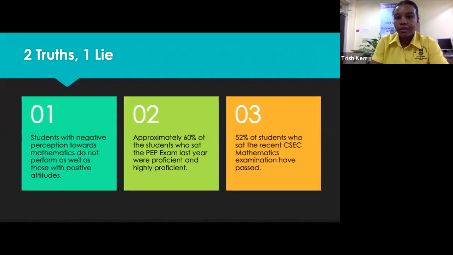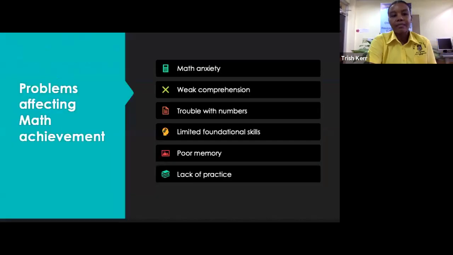So let's move on. What are some of the problems affecting math achievement? There's math anxiety. When children hear math, there are a lot of children, just the sound of math or it's math class, they stop thinking. They don't even know anything. They start crying. They don't want to do anything. They can't even remember the numbers.